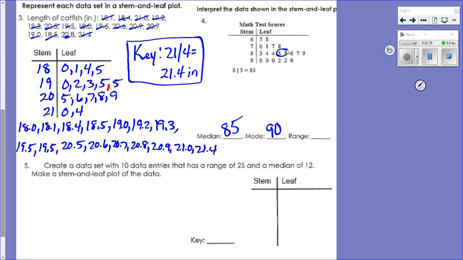So the mode is 90, not 0. 0 is not even in my data set. Remember, all those zeros represent 90. And then my range, the smallest number was 65. The largest number was 96, meaning I have a range of 31.